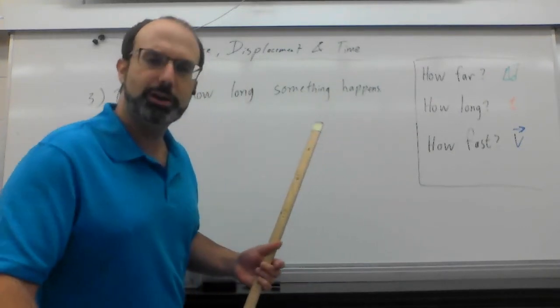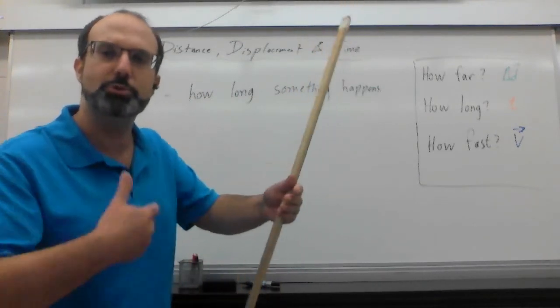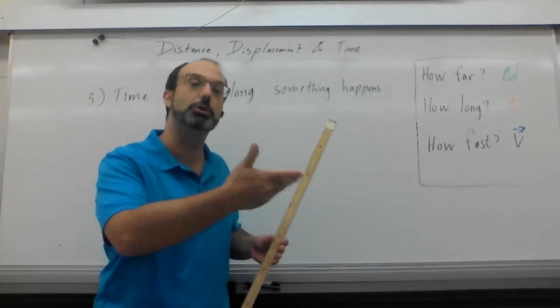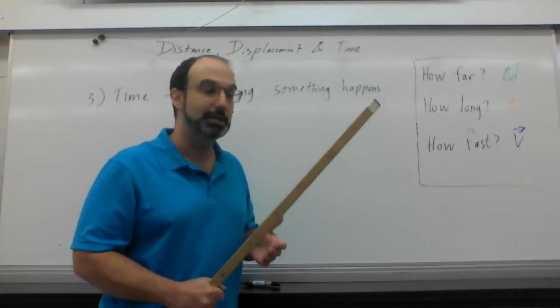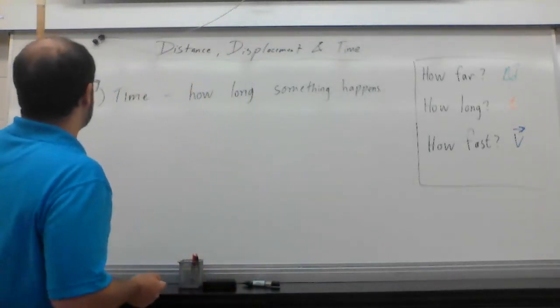But if I ask you, how far is that? That means I'm asking you for displacement, or some measure of ground covered. If I ask you how long was that, I'm asking you for time, how long it took for that to happen. Is it a little weird? Yeah, a little bit, but again, English is not always the best language for being clear.